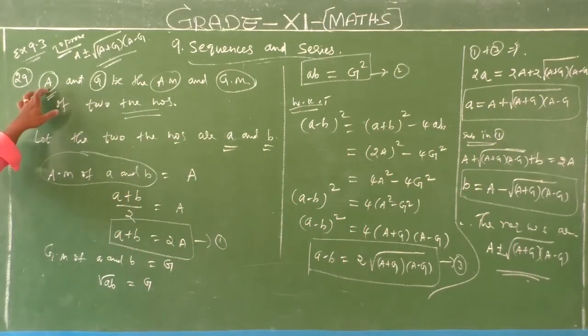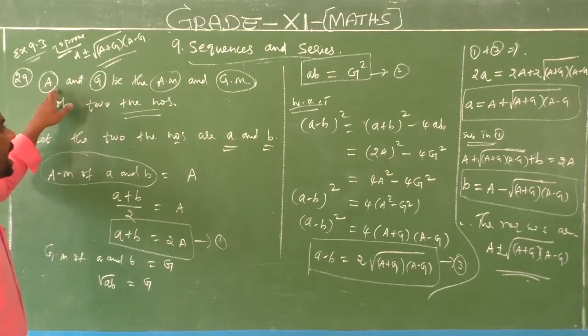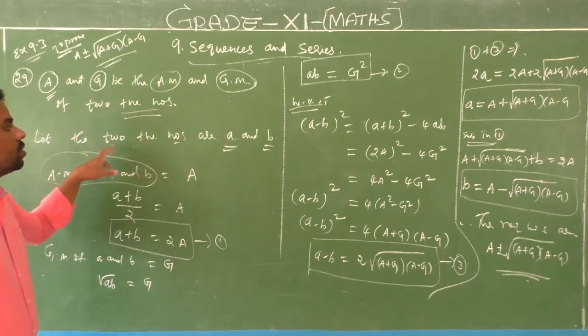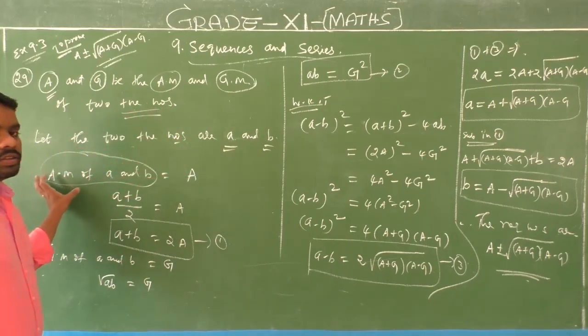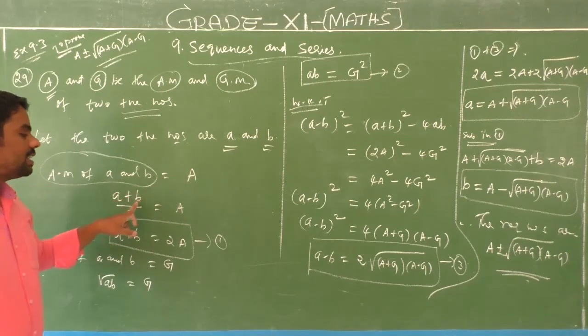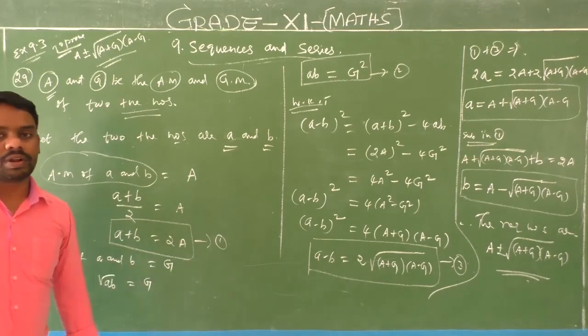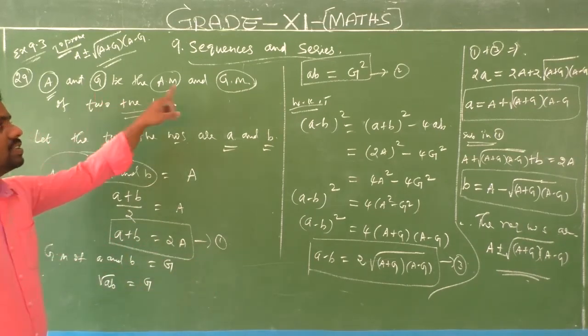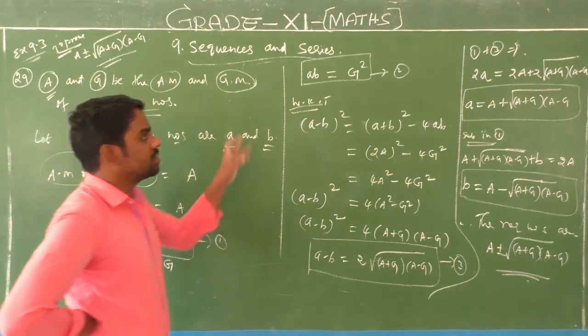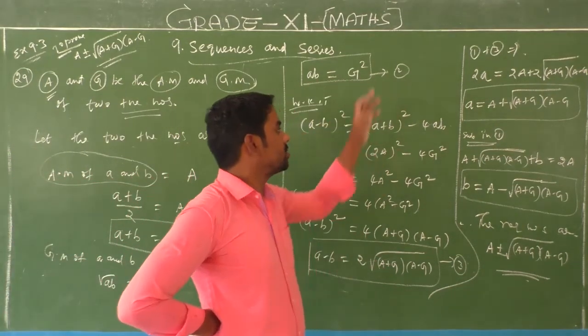Given information, once again: A and G are the arithmetic mean and geometric mean of two positive numbers. Let the two numbers be a and b. The arithmetic mean of the two positive numbers is capital A. We know the formula: (a plus b) by 2 equals A. Simplify this: a plus b equals 2A. This is equation number 1. Second information, capital G is the geometric mean of small a and small b. The formula is root of ab equals G, and squaring this, ab equals G square. This is equation number 2.